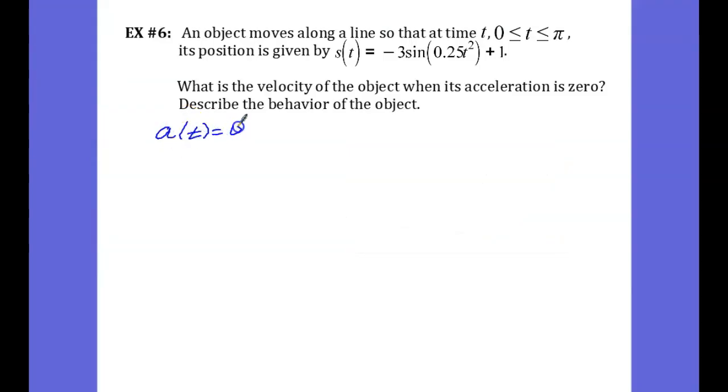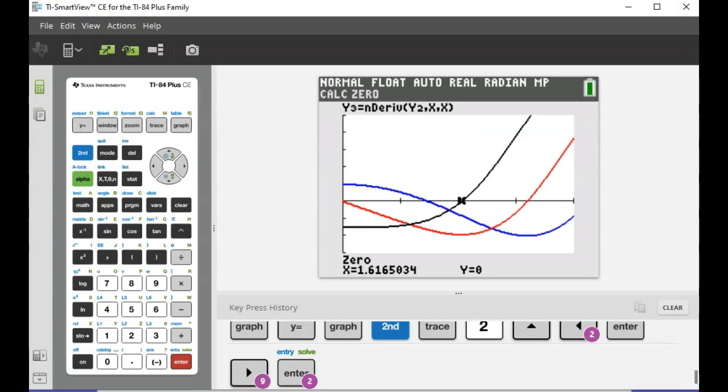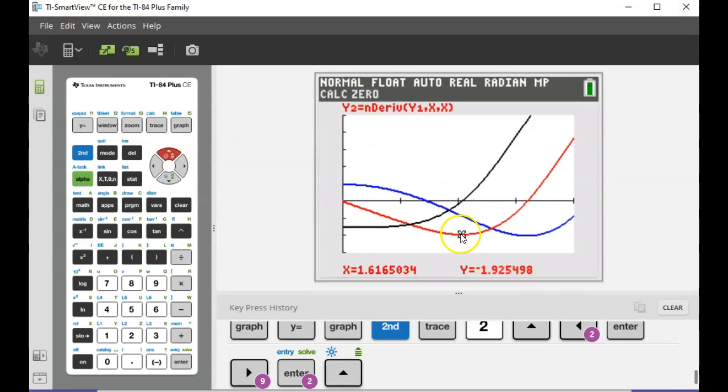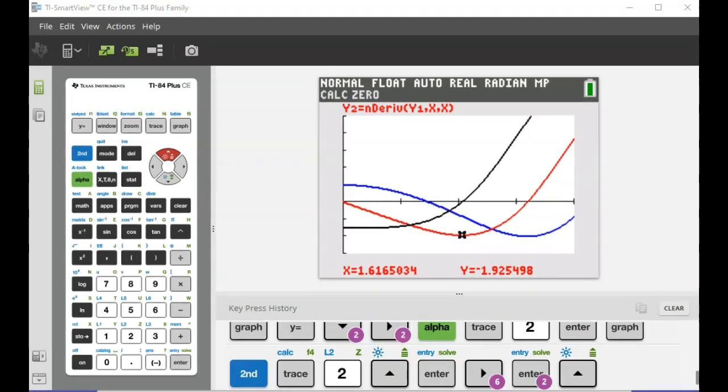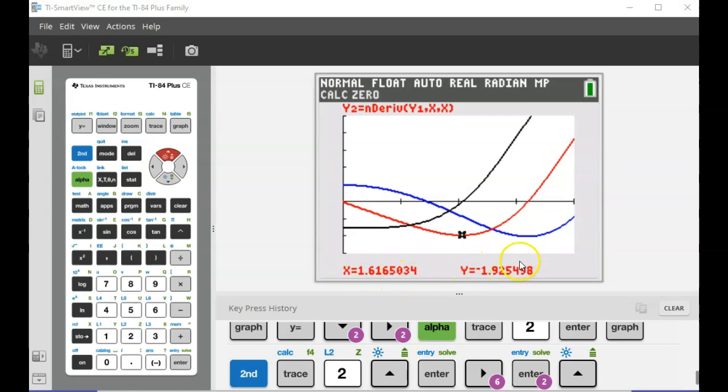So a of t equals 0 at t is approximately 1.6165038. And they want to know, what is the velocity at this point? So velocity of 1.6165 is approximately, and this is the cool thing about graphing all three of these on top of each other. I'm going to toggle through these graphs one more time using the up arrow key, and that drops me onto the next function, my velocity function. This is y2. You can see I still have the same x value, but here's the y value, negative 1.925. So I don't even have to plug in to the velocity function and retype this number. It's already calculated the corresponding y value for that function, and so I can just write that down.